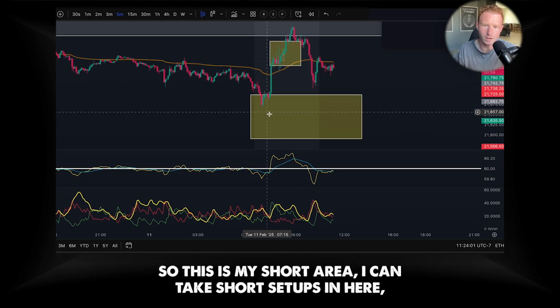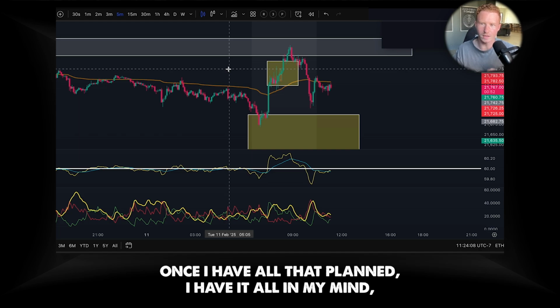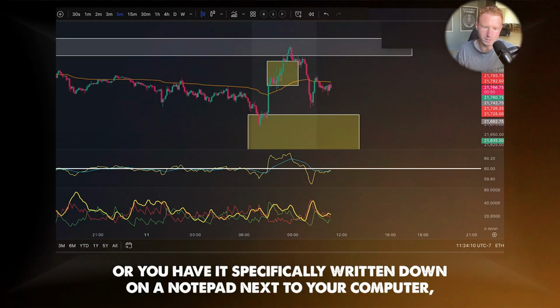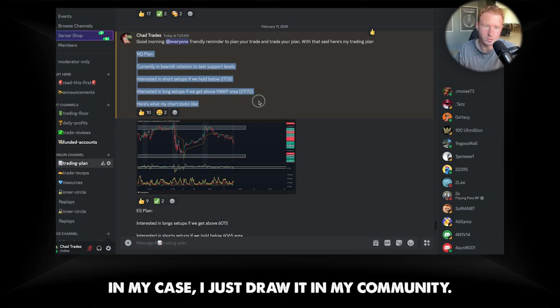So this is my short area. I can take short setups in here, and this is my long area. I can take long setups in here. Once I have all of that planned, I have it all in my mind, or you have it specifically written down on a notepad next to your computer. In my case, I just draw it in my community.